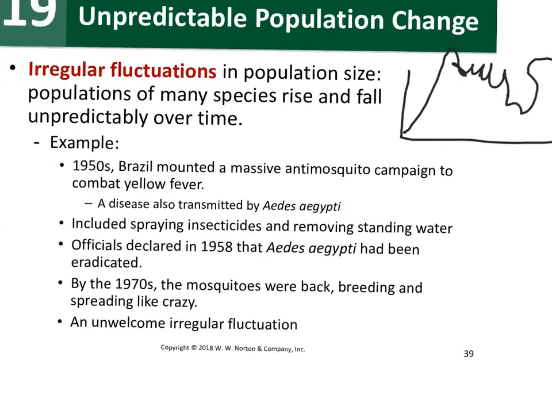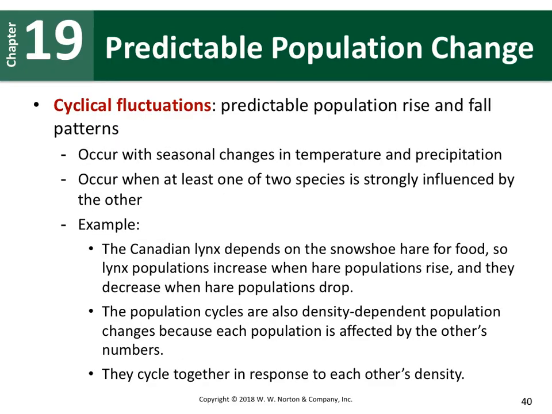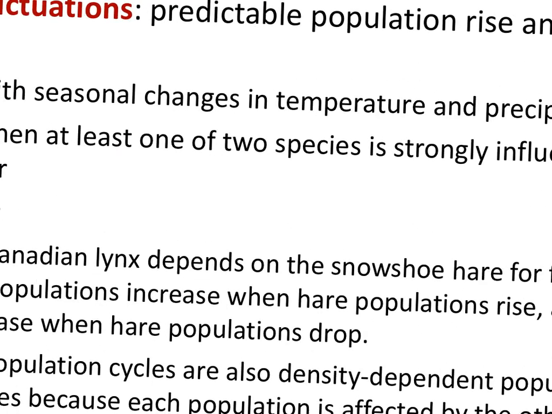So Brazil mounted a massive anti-mosquito campaign in the 1950s. They used insecticide. They actually pretty much eradicated Aedes aegypti, which is responsible for a bunch of different diseases, but they stopped. And then in the 1970s, the mosquitoes came back breeding like crazy, and so we had a kind of irregular fluctuation.